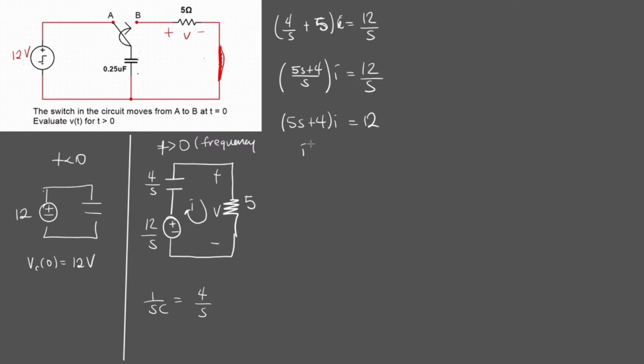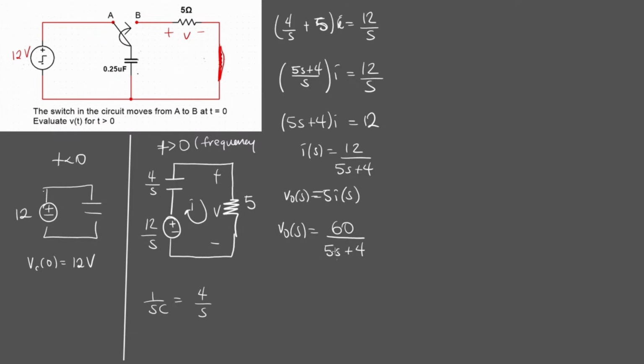So I as a function of s is going to be 12 over 5s plus 4. Recall, we're looking for voltage over this. That's going to be current times impedance. All right, so V naught of S is going to be 5 times I of S. So V naught of S is going to be 5 times this. 5 times 12, is that 16? Yes, I believe 60. So 60 over 5s plus 4.